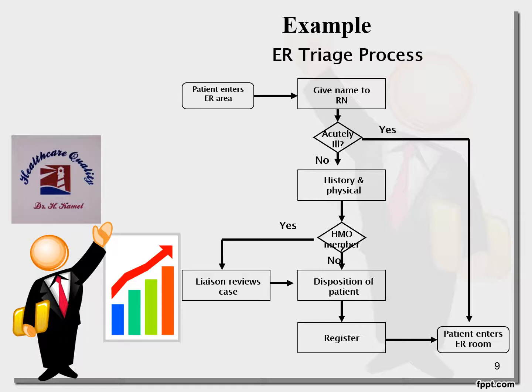When the patient enters the ER area and gives his name to the registered nurse, she checks. If he is acutely ill, she refers him directly to the ER room. If not, she refers him for history and physical. Then they check if he belongs to any health maintenance organization. They refer him to the liaison to review his case. Then they dispose the patient and register him, and finally refer him to the ER room.